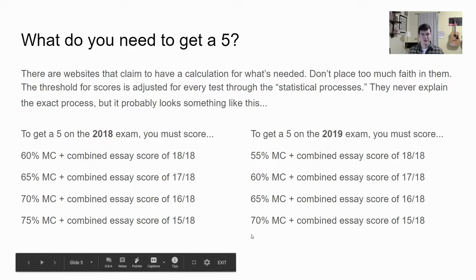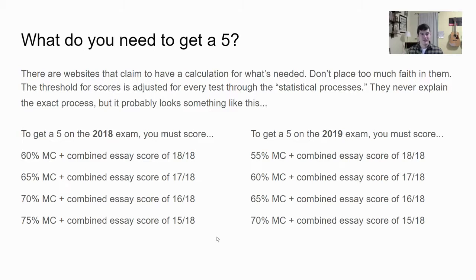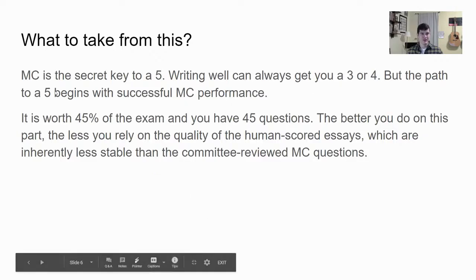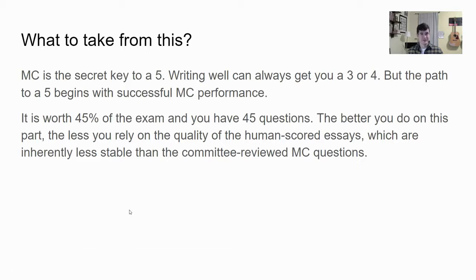So hopefully what I'm showing here reflects approximately what that adjustment, that statistical process that they described, might look like. I don't have exactly inside knowledge of that, but the point I'm trying to make is that we can't tell you exactly what you have to do on each section in order to get a 5. But what I can tell you is that multiple choice is that underrated secret key to getting a 5. Teachers spend a ton of time preparing students for the essays, and we probably should spend twice as much time preparing you for multiple choice than we already do.